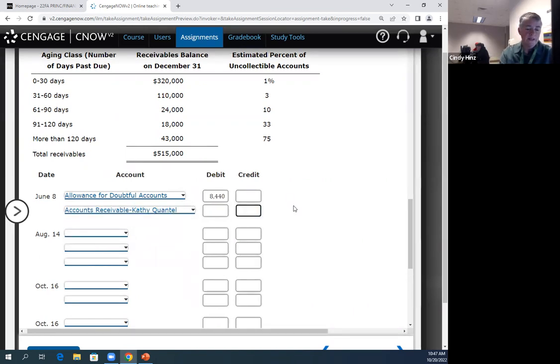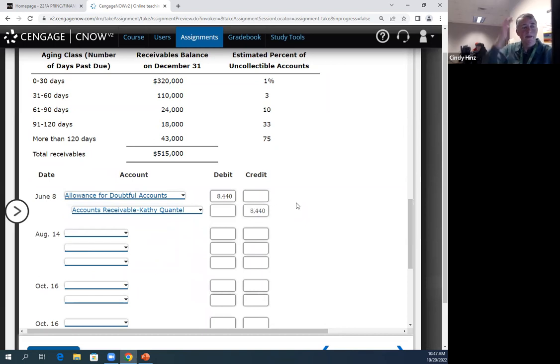The credit side of this entry is still the same. We need to remove that accounts receivable for Kathy Quantel from our balance sheet. We're writing off the account. We have no expectation of ever collecting that. We need to remove it from our total accounts receivable.